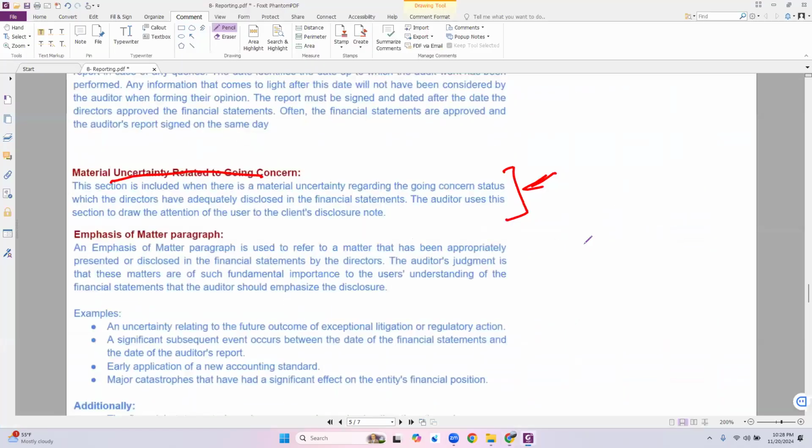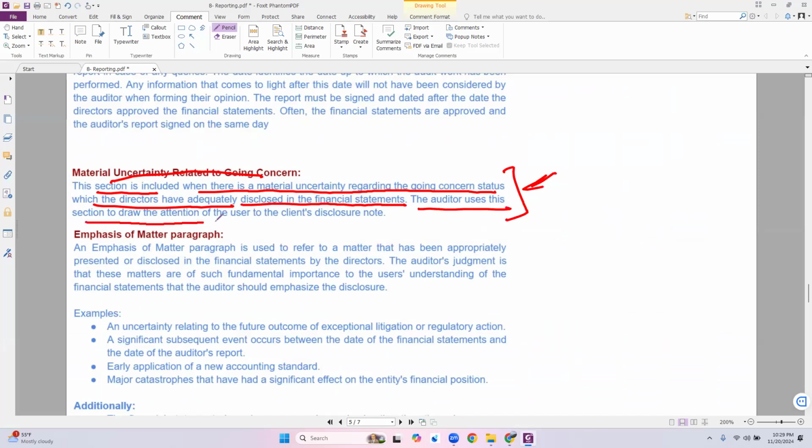So now if I come back to the notes, it is written: this section is included when there is a material uncertainty relating to going concern status, which the directors have adequately disclosed in the financial statements. The auditor uses this section to draw the users' attention to the client's disclosure notes. That's it. Got it?